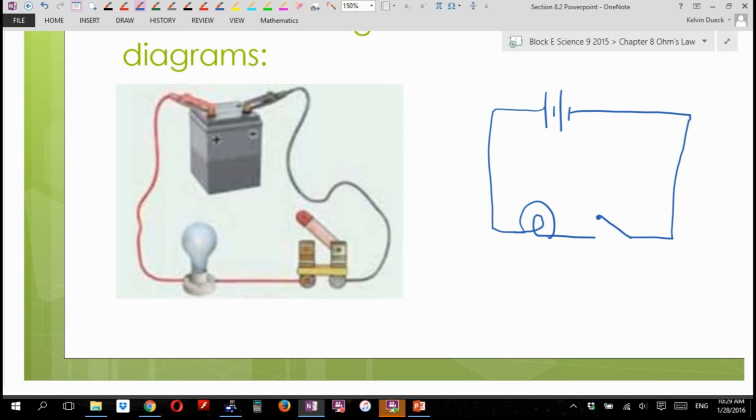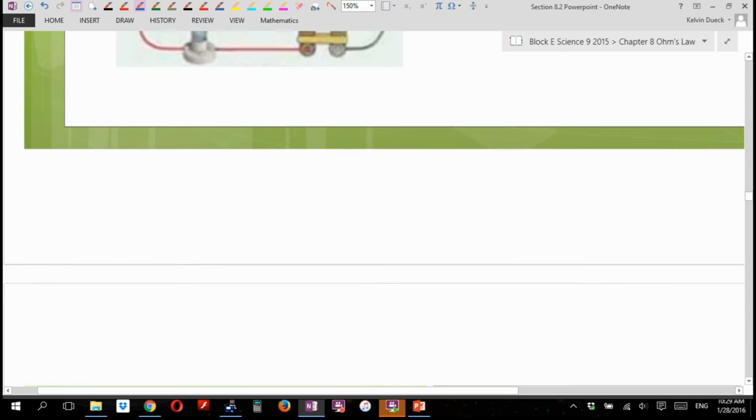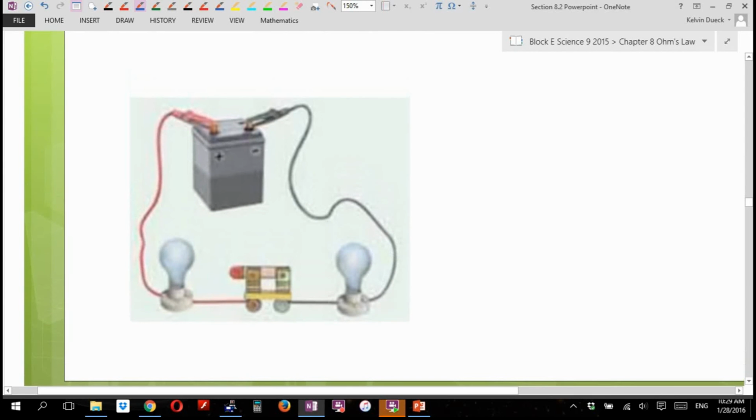Try the next one. Try drawing the next one on your own. I'm going to freeze the screen. So try drawing this one here. See if we get the same thing. Is this one you guys have? Okay.